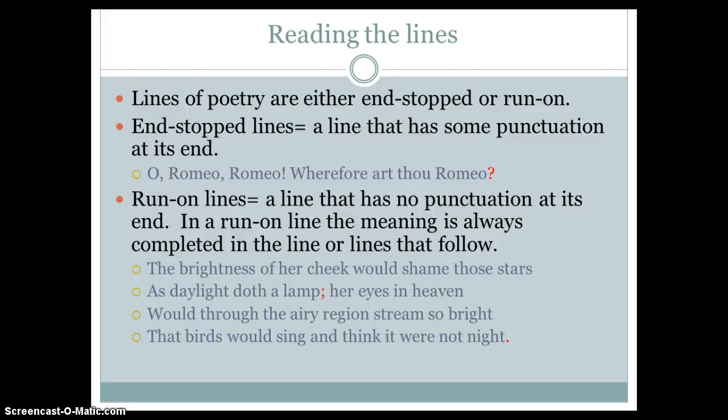The brightness of her cheek would shame those stars. He wants to leave it at stars, so you think about it. As daylight doth a lamp, her eyes in heaven. Think about heaven. Would through the airy region stream so bright that birds would sing and think it were not night. So you're thinking about stars, heaven, bright, night, and now it allows you to rhyme bright and night. Bright, night. Those are the rhyming couplets.